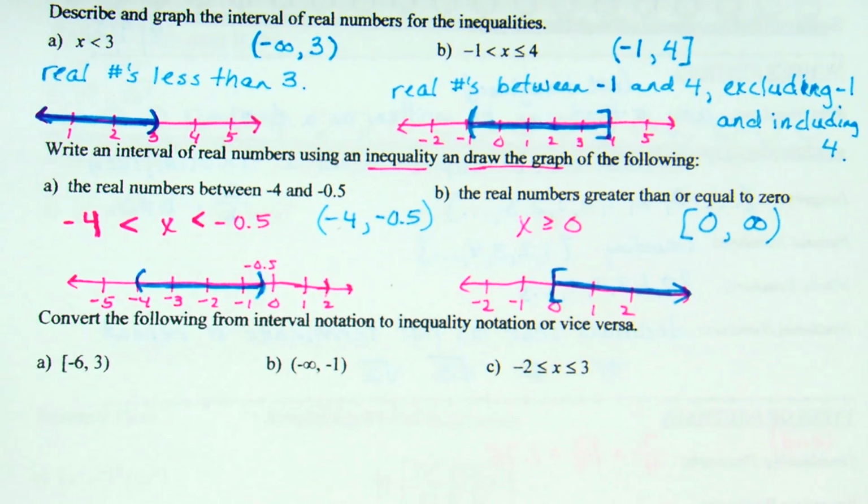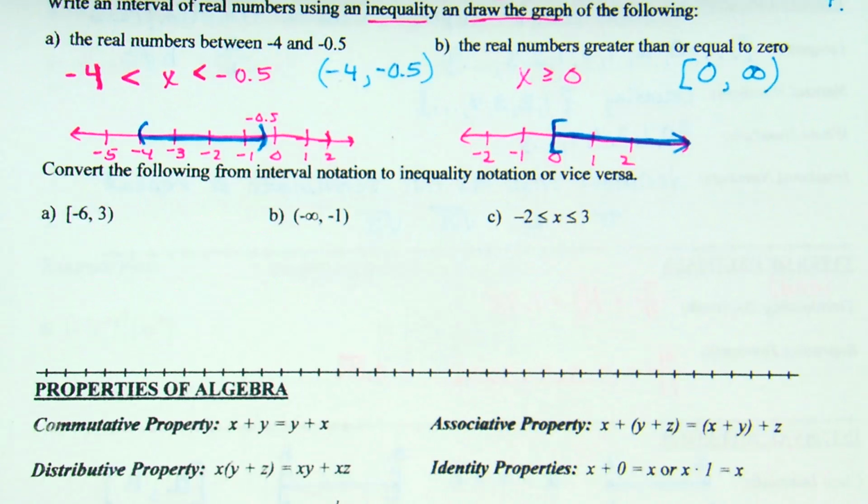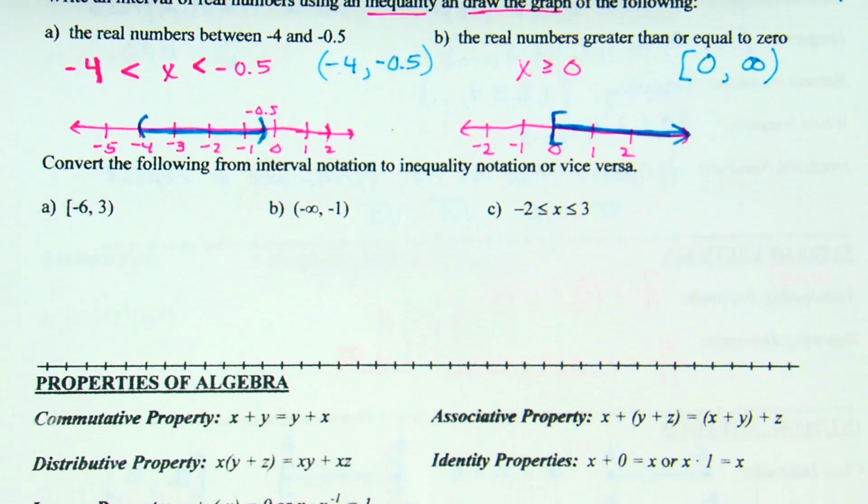Jumping down to the next line, they asked us to convert interval notation to inequality or vice versa. So on A, they're giving us interval notation. The interval from negative 6 to 3, bracket with negative 6, parentheses with 3. We want to convert it. So we want to write that as inequality. So instead of parentheses, brackets, and a comma in between, we want to use less than, greater than, x's thrown in there. Now, one thing that might help, if you're sitting here thinking, I don't know how to get from there to an inequality, can you visualize what the graph from negative 6 to 3 looks like?